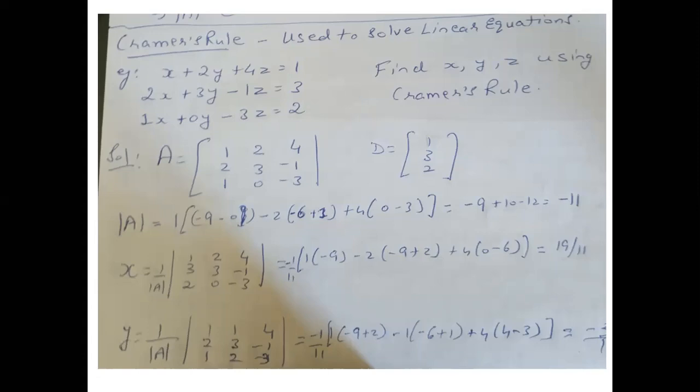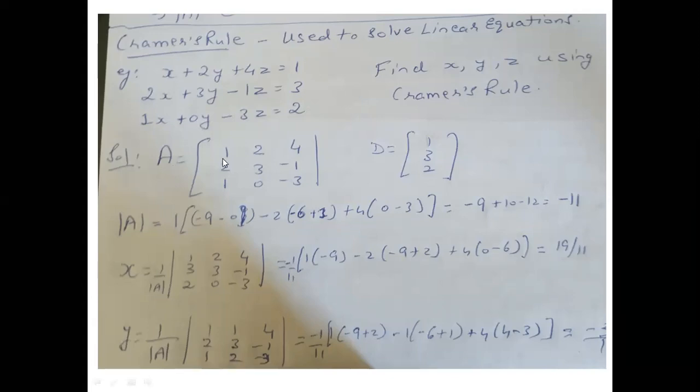So this is one of the problems which is mentioned in the model question. We need to solve this set of linear equations using the Cramer's rule. We are given x plus 2y plus 4z equal to 1, 2x plus 3y minus 1 into z equal to 3, and 1x plus 0y minus 3z equal to 2. I have purposely written the equations like that, with 1 into z and 0 into y, so it becomes clear to us.